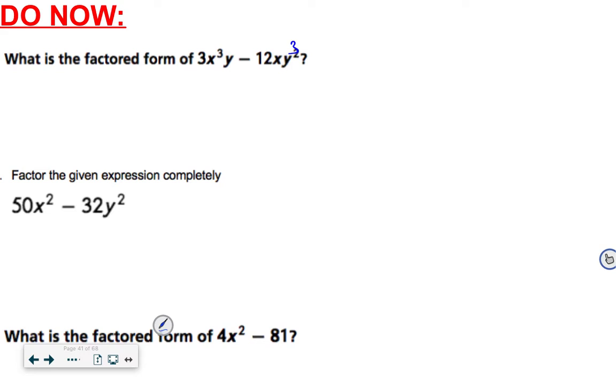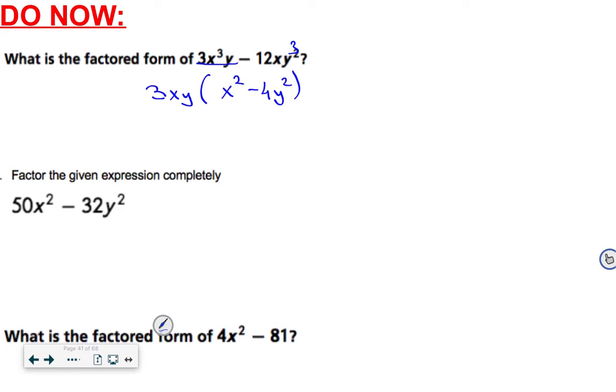To be able to factorize this expression, you need to get the greatest common factor first. The greatest common factor of this expression is 3xy. If I take out the 3xy in parentheses, what expression is going to come? It is going to become x squared. What about here? It's going to be negative 4y squared.